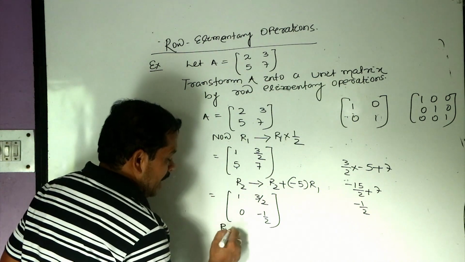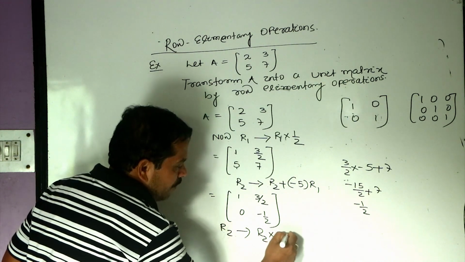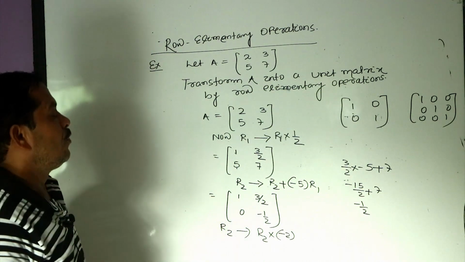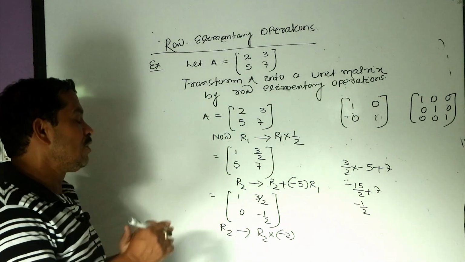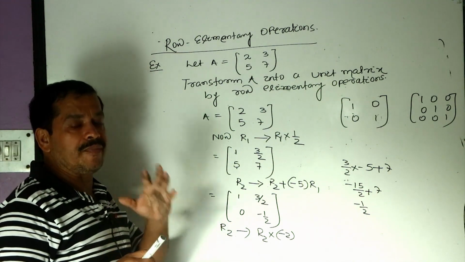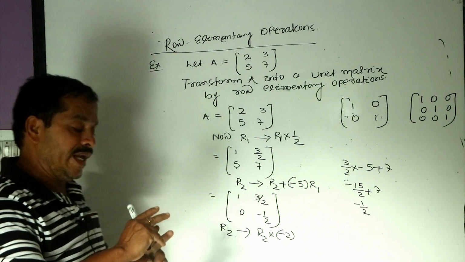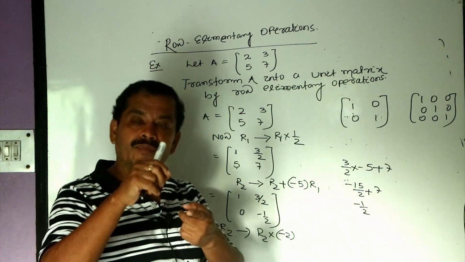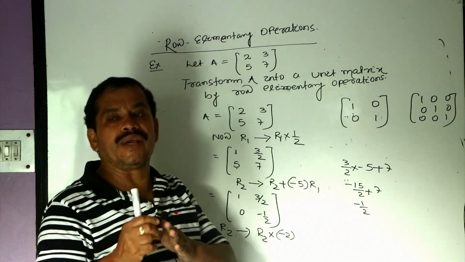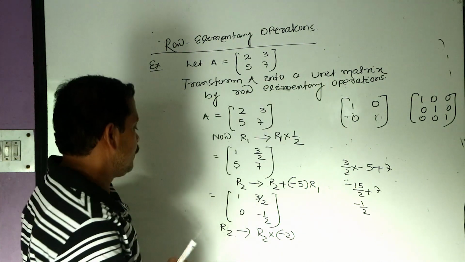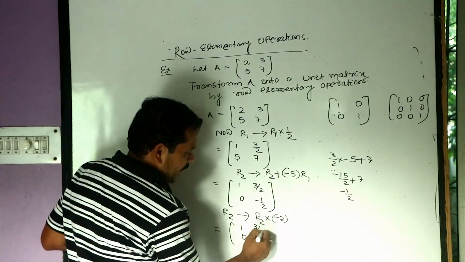Now R2 is replaced by R2 into minus 2. We can multiply any constant with any row, and we can exchange any two rows. And with a multiplication of a constant, we can add with another row. Only these three operations are allowed. We can exchange any two rows, multiply a constant with any row, and after multiplication with a row, we can add the corresponding row. Now this becomes 1, 0, 3 by 2, 1.